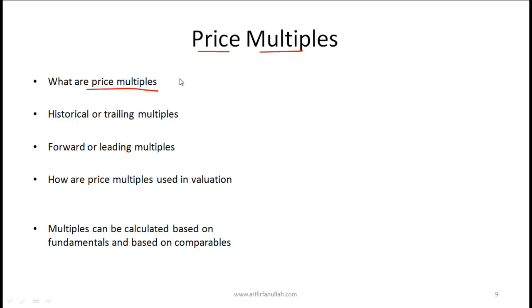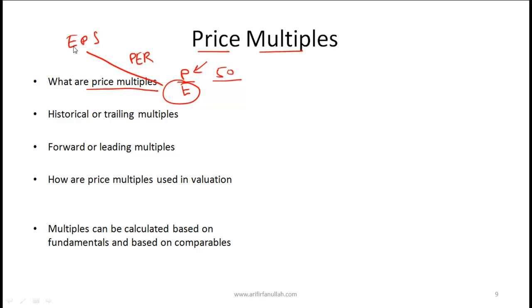The best way to understand this is to simply look at some examples. The most commonly used price multiple is the price earnings ratio. Sometimes this is called PER, but in the CFA curriculum this is generally referred to as P over E. So this is the most commonly used price multiple, and P stands for the share price. So if at a given point in time the share price is 50, and E stands for earnings per share. So this is EPS.